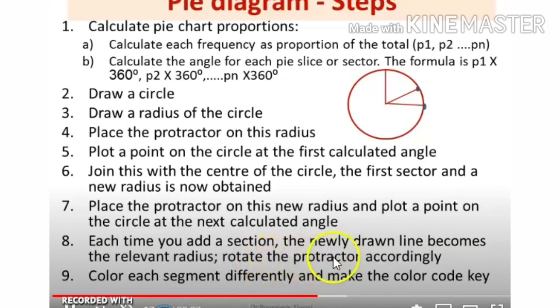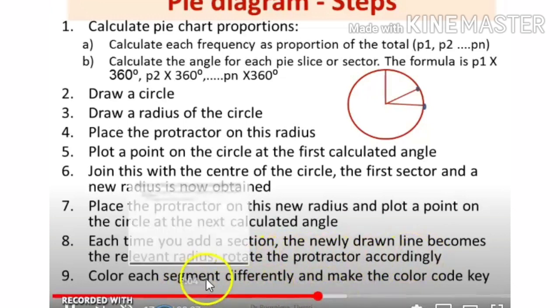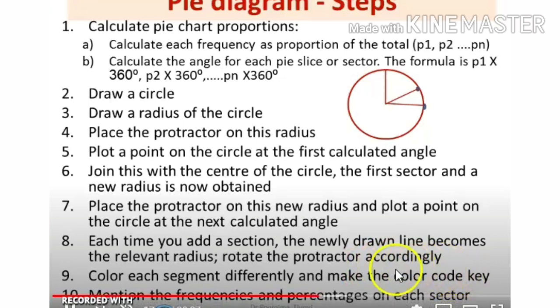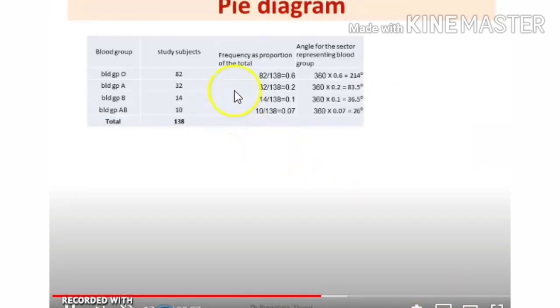So rotate the protractor accordingly, color each segment differently and make a color code key. Mention the frequencies and percentages on each sector. So like that you have to do. Next you can see a tabular column showing how you are calculating it.